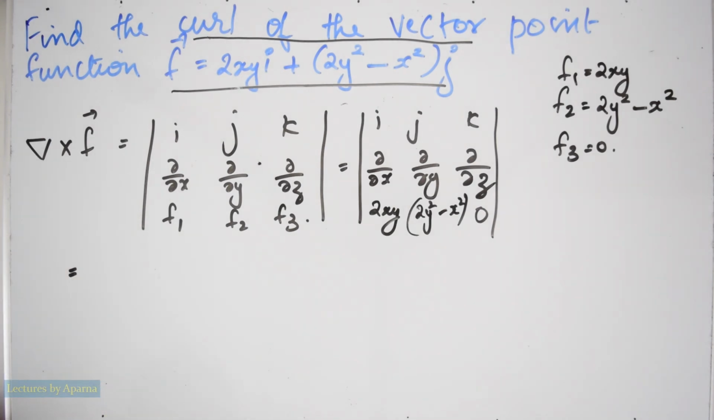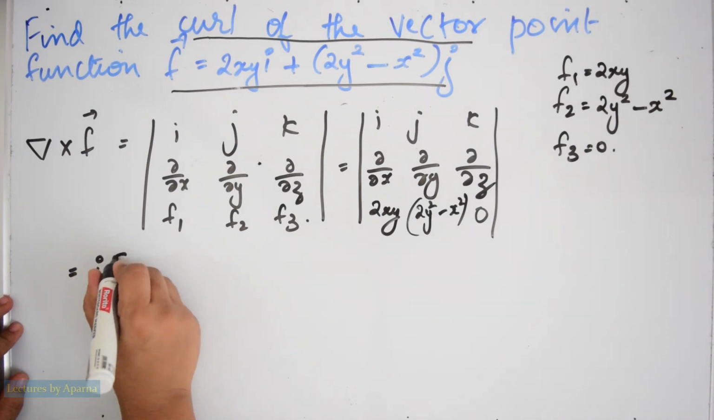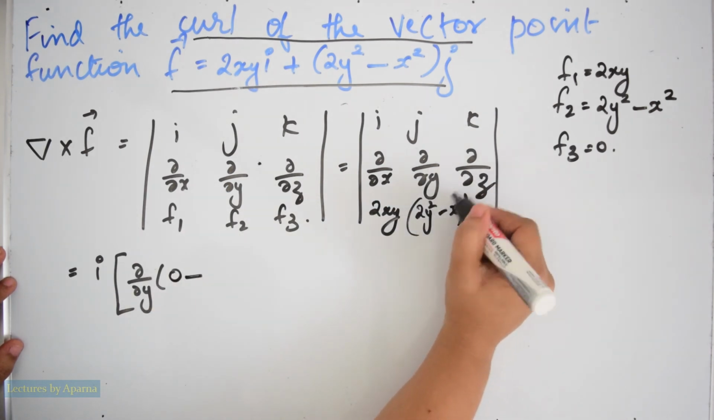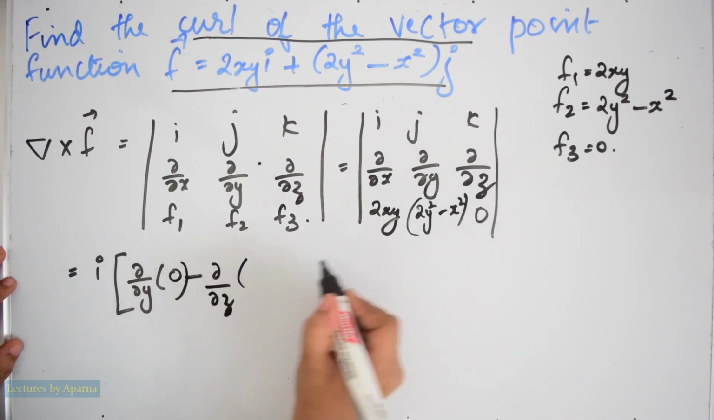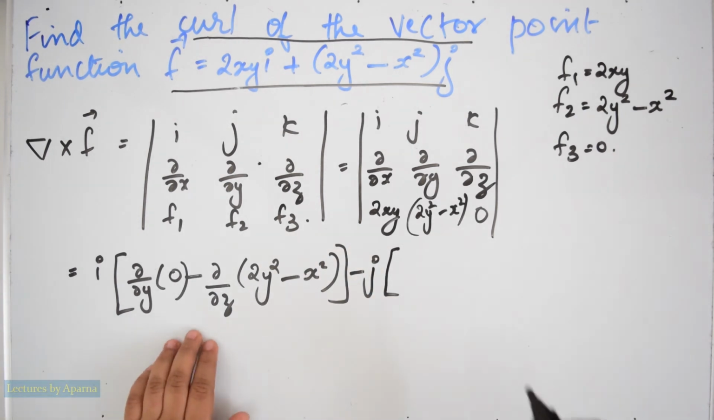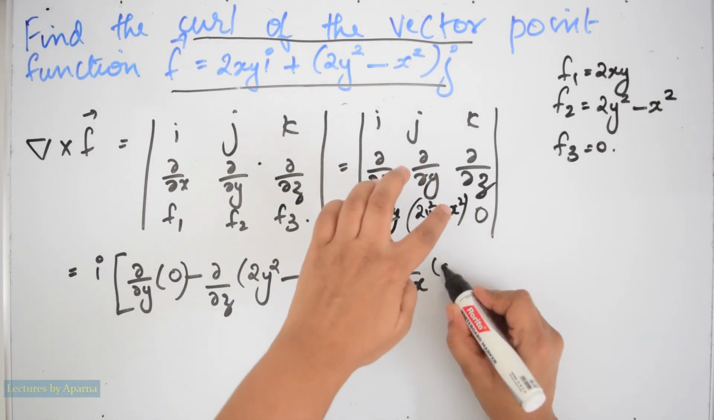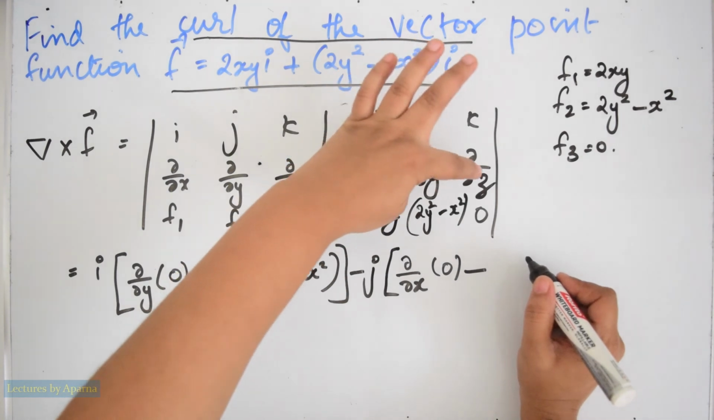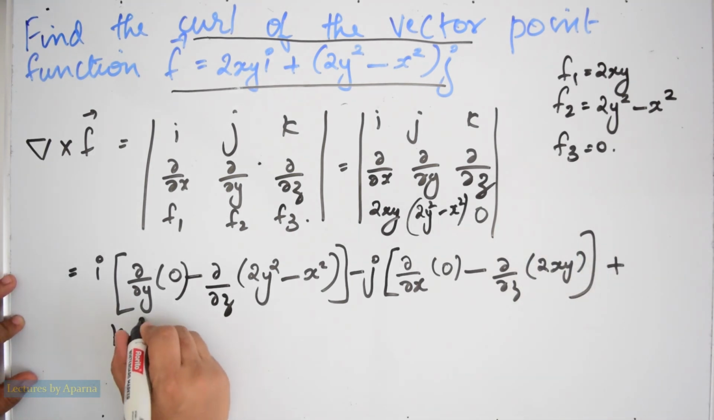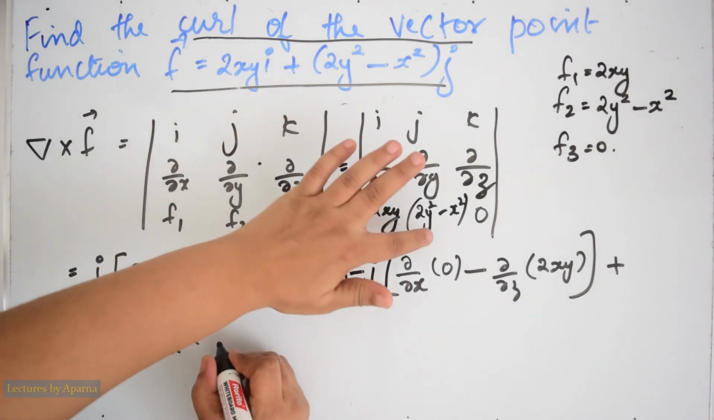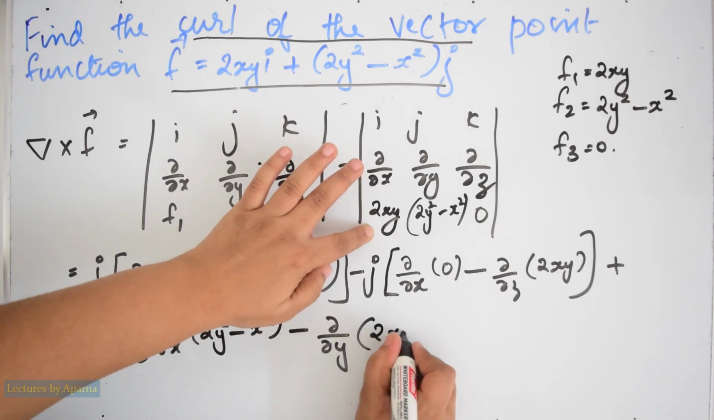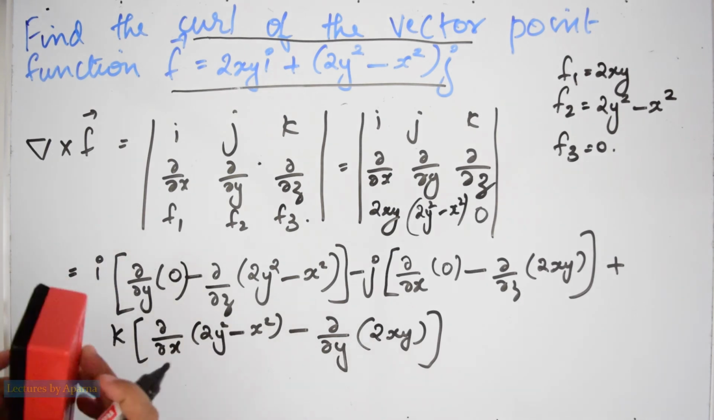This is equal to i into dou by dou y of 0 minus dou by dou z of 2y square minus x square, minus j into dou by dou x of 0 minus dou by dou z of 2xy, plus k into dou by dou x of 2y square minus x square minus dou by dou y of 2xy. Now we have to evaluate this equation.